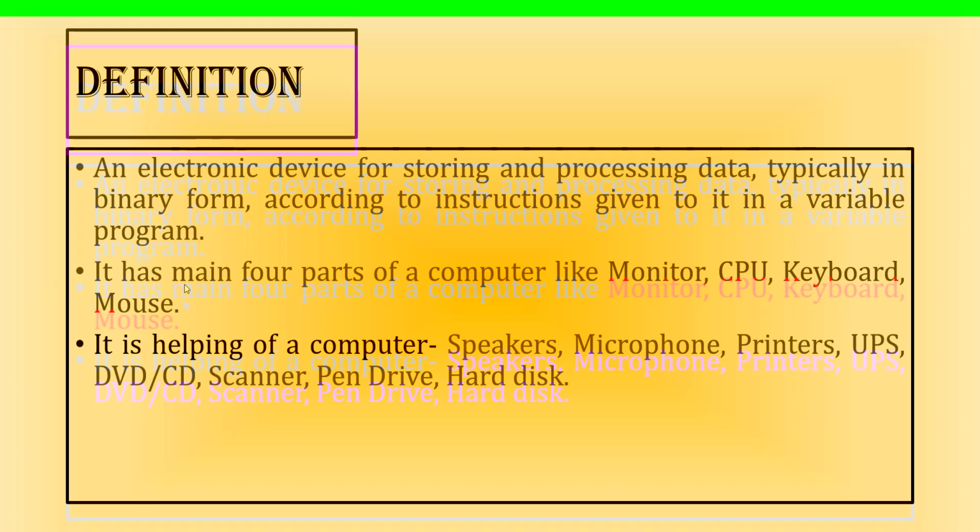It has mainly 4 parts. Which ones? The computer has 4 main parts: monitor, CPU, keyboard, mouse.